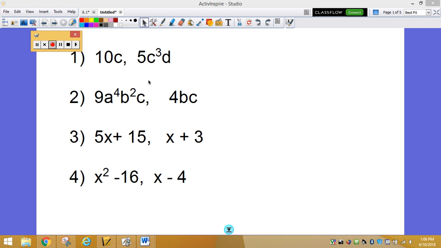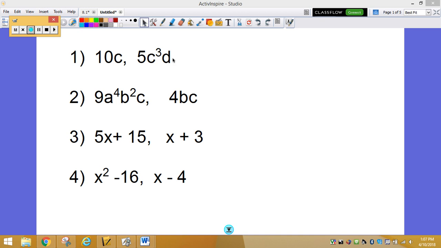Okay, so the first four on this worksheet talk about finding the LCM. That stands for least common multiple. So it's actually not too difficult, and your calculator will do part of it for you. Look at number one that I have. You need to write this on your paper. I want to find the least common multiple of 10c and 5c to the third d.